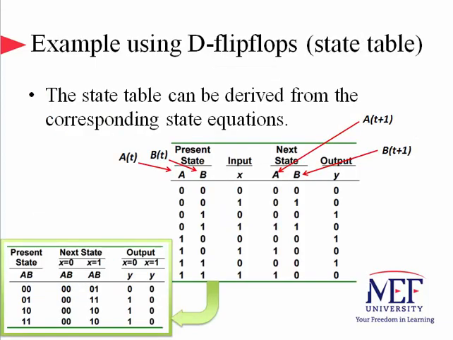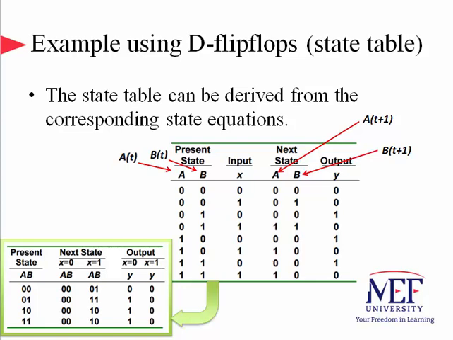Next, from the state equations and output function, we derive the state table, consisting of all possible binary combinations of present states and inputs. We have 2 flip-flops and 1 output, which makes 2 to the 3 rows in our state table. In general, if we had n flip-flops and m output signals, then the state table would have 2 to the m plus n rows.